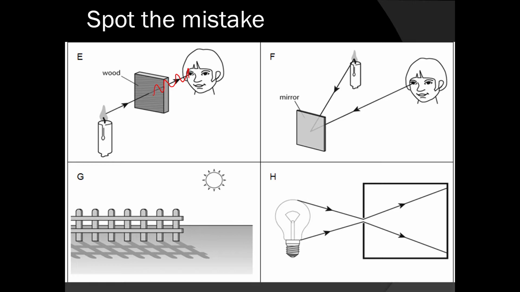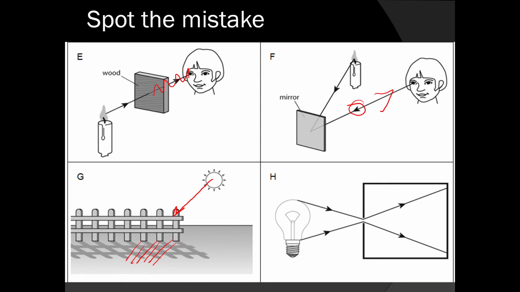With F, this is what we're going to be looking at today. This is reflection, but again, the arrow is pointing the wrong way. It should always be pointing towards the eye. With G, the shadow is going the wrong way. If the light is here, it would hit the wood and therefore form a shadow in this direction over here. So it should all be going that way.